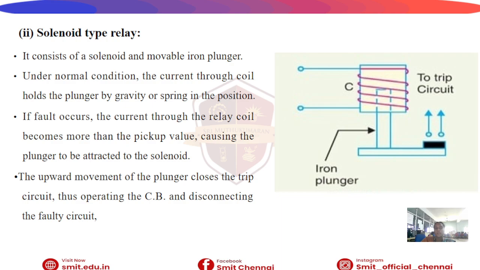Then solenoid type relay. It consists of a solenoid and a movable iron plunger. Under normal condition, the current through the coil holds the plunger by gravity or spring in the position. If a fault occurs, the current through the relay coil becomes more than the pickup value, causing the plunger to be attracted to the solenoid. So the upward movement of the plunger closes the trip circuit, thus operating the circuit breaker and disconnecting the faulty circuit.